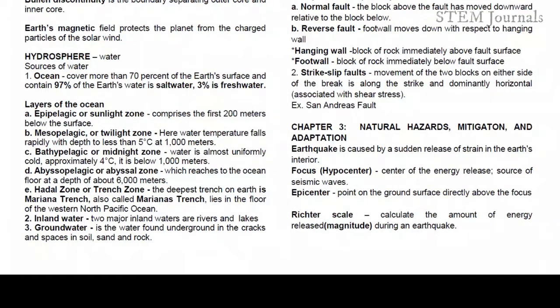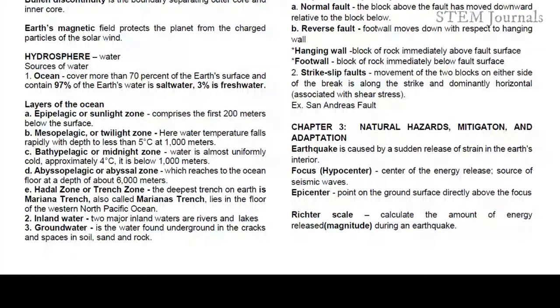So we all know din naman that the Marianas Trench that we can see in our North Pacific Ocean is the deepest trench or deepest point in our ocean. And we have the inland water. So the inland water class, it is located inside, no, doon sa ating mga land masses. So we have the rivers and lakes. And lastly is the ground water.